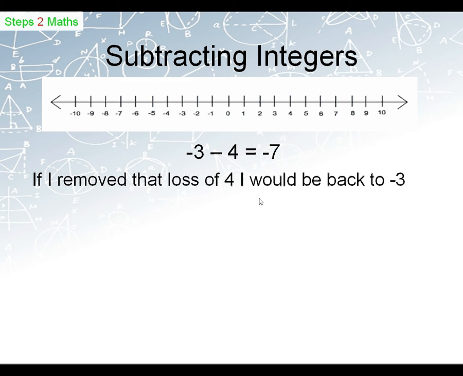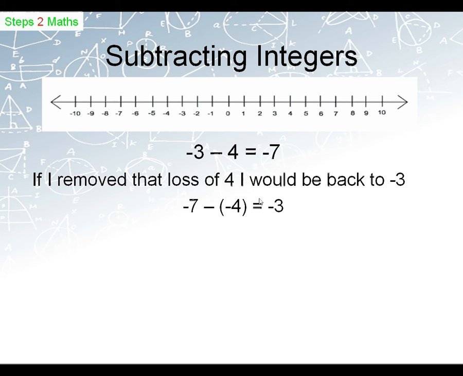Now I want to look at subtracting and what subtracting means. That -4 brought me down to -7. If I remove that loss of 4, I would be back to -3. So how do I actually write that down in maths? How do I write down removing a loss of 4? The way I write that is I say I subtract -4. It means lots of different things, but in this context we're going to say I'm removing that loss.